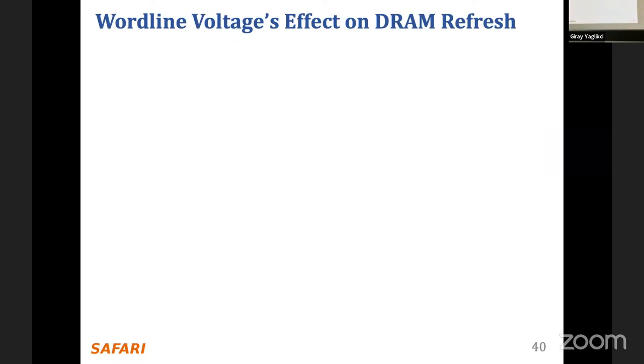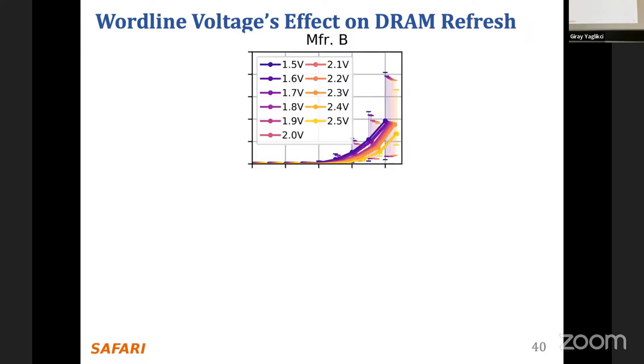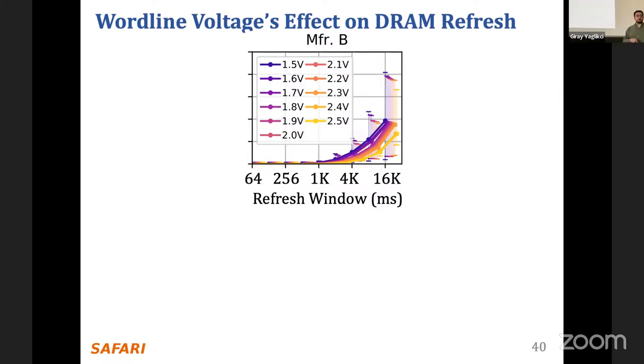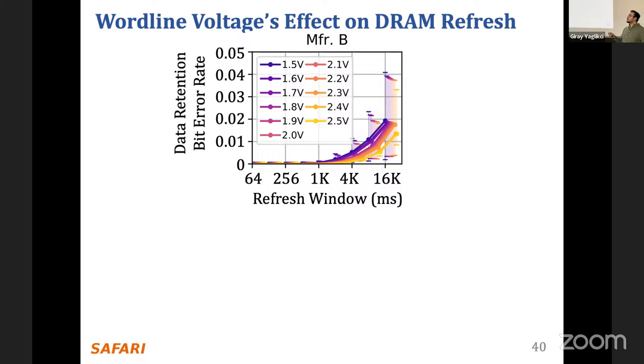And let's look at the data retention. This is the last piece of the characterization chart: the wordline voltage effect on DRAM refresh. Here on the x-axis, we have the refresh window. If you remember from the background, I told you that you need to periodically refresh DRAM cells so that they do not lose data, right? So at each point here, for example, we refresh rows every 64 milliseconds, here every 256 milliseconds, and then 1 second, 4 seconds, 16 seconds, right? And on the y-axis, we look at the data retention error rate.